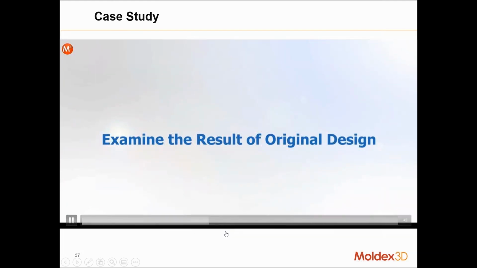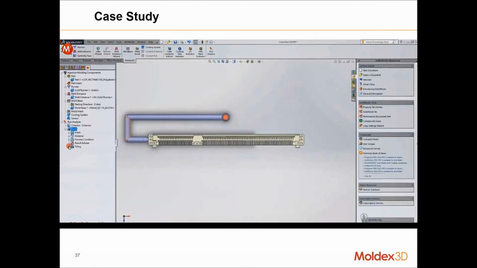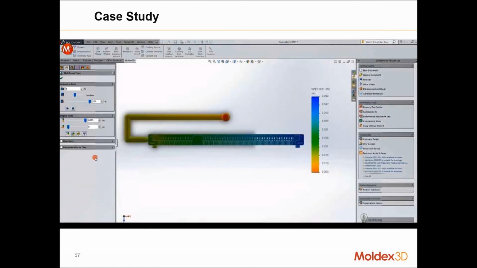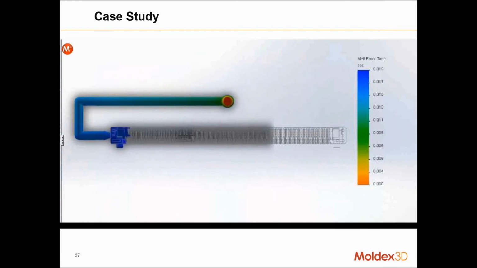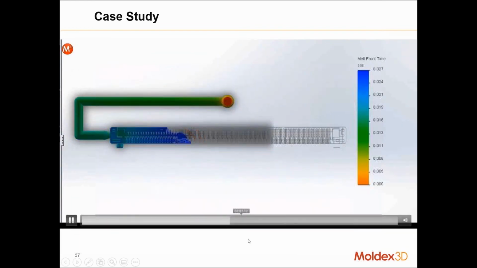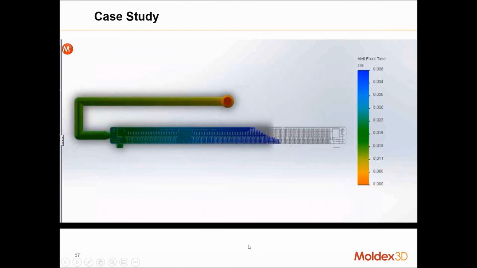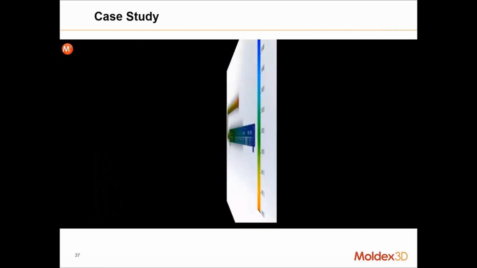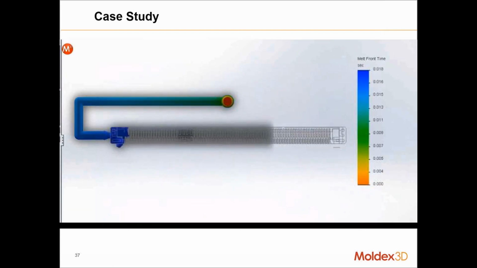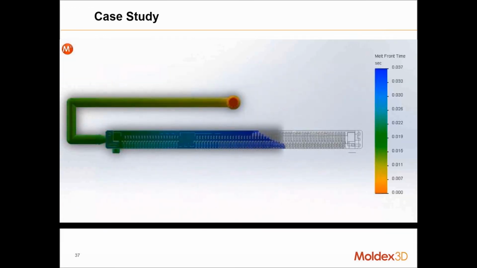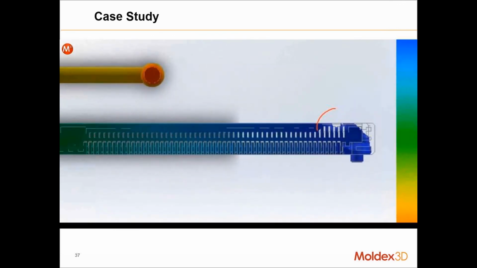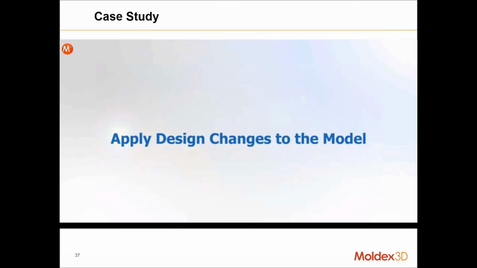So now we are going to review the results of the original design. And this is the melt front result. Based on the melt front result, you could see there's a hesitation. So that's why the material flows faster on one side and slower on the other side. You also could see the air trap occurs in that location. And this is another air trap location.